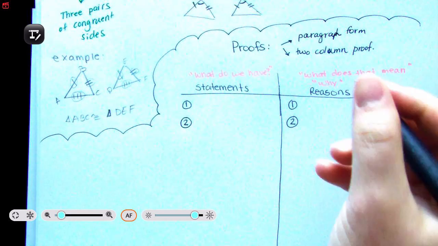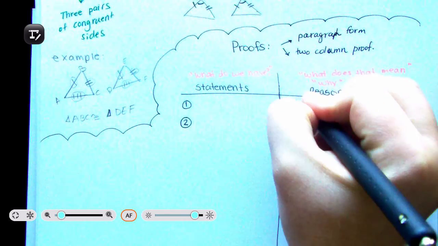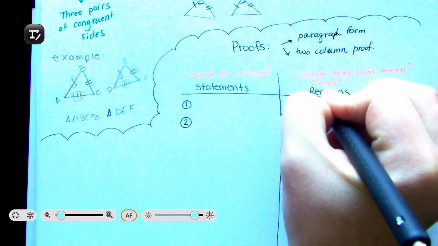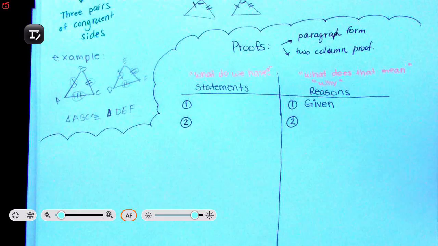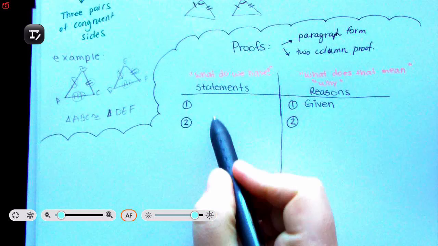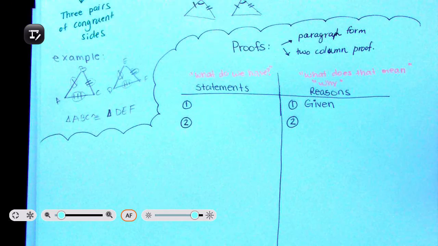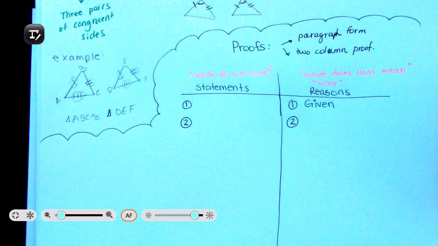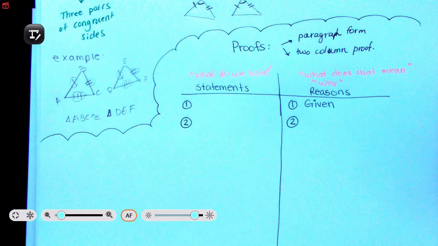One last thing before we move on to example 1. Your first reason should always be given. Now, the statement changes with every example. But always, always, the first thing you need to write down is whatever the given information is. You cannot do anything unless you know where to start. All right, deep breath, in and out. Let's start with example number 1.